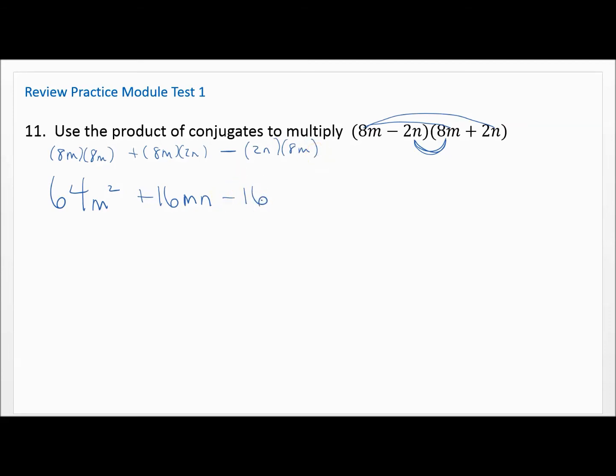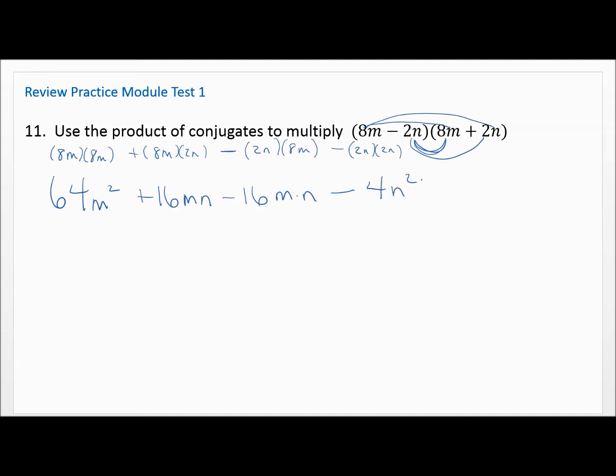Now you could write these variables as n times m, but since the first time we wrote them as m times n, I'm going to be consistent and write that in the same order. So minus 16mn, and then we're going to multiply our last terms together. So negative 2n times positive 2n. Now a negative times a positive is a negative, and then you could write that as 2n times 2n, or you could go ahead and say, well, 2 times 2 is 4, n times n is n to the second power.